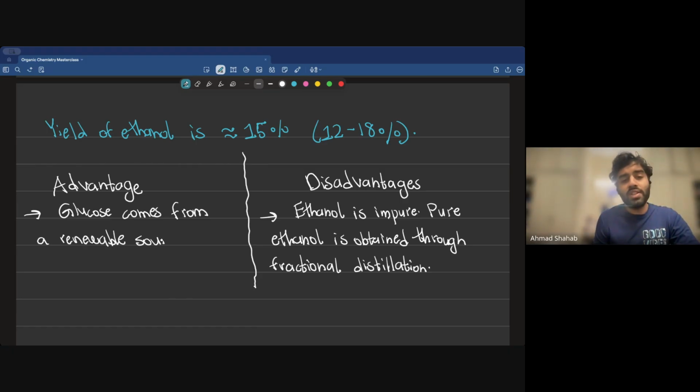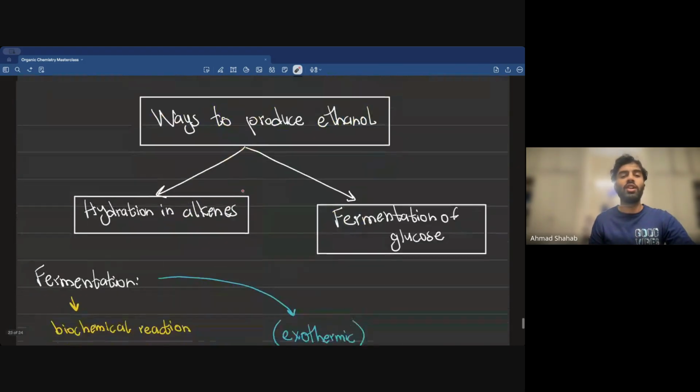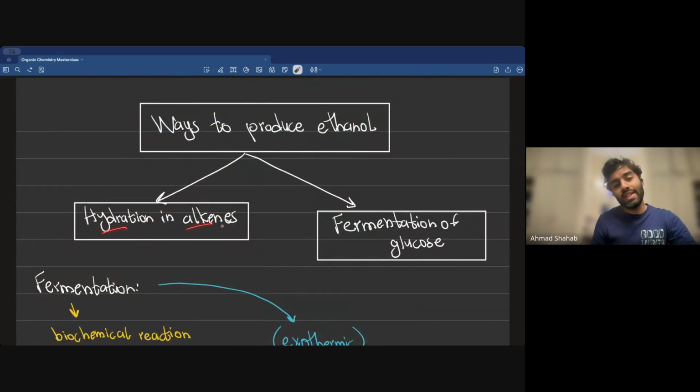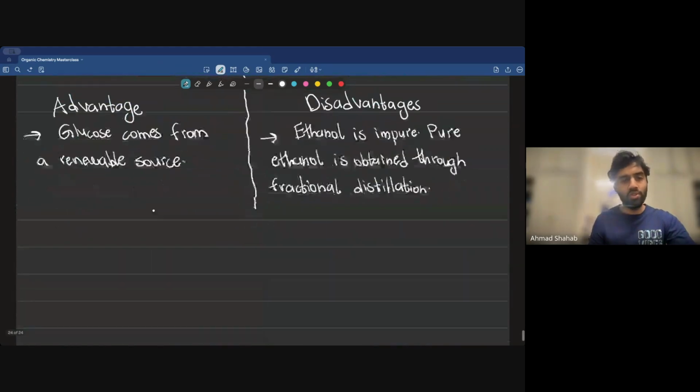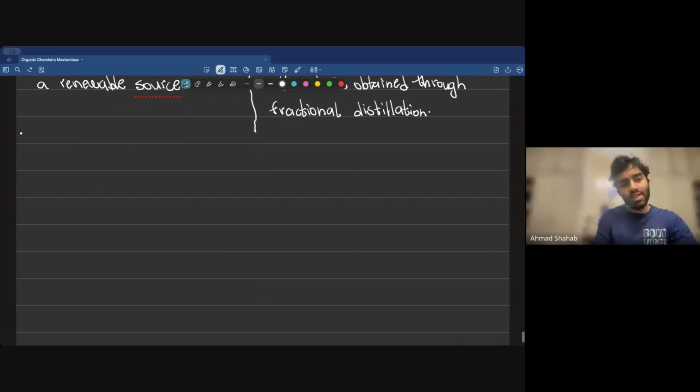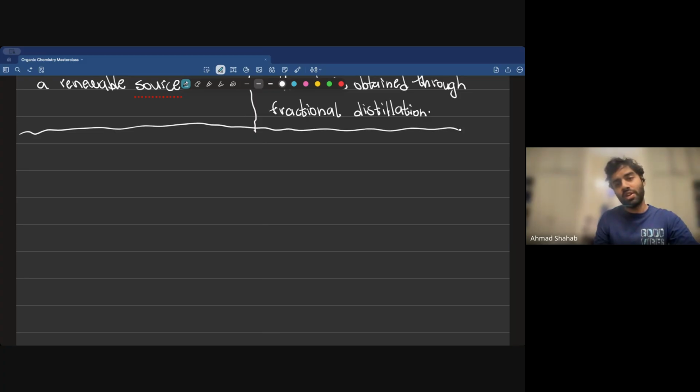Compare this to the method of production of alcohol with hydration of alkenes. It came from alkenes. Alkenes in and of themselves are not renewable. They are non-renewable. Their supply is very limited. So this is an advantage and a disadvantage of this particular method of producing ethanol.